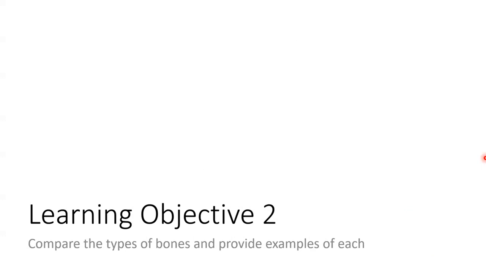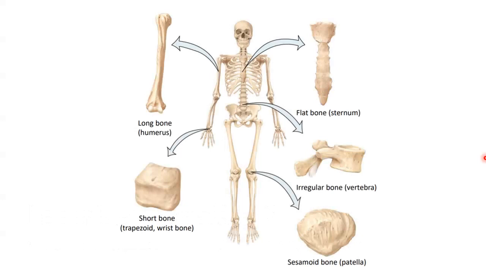So now that we know what bones do, learning objective number 2 is to compare the different types of bones and provide an example of each. So all the bones in the body can be classified into one of 5 different types of bone. I'm going to give you a few examples here, but please don't stress about writing any of this down. We will cover the definitions of each type of bone on the next few slides.